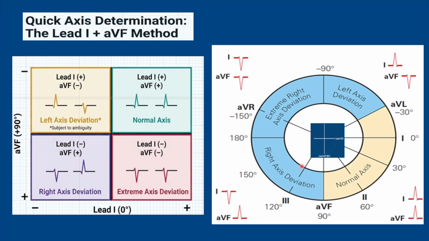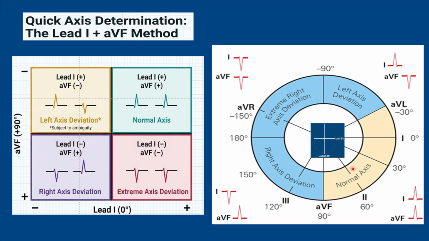Then look at the QRS in leads 1 and AVF. For example, if the QRS is positive in lead 1 and AVF, positive will go in this direction for lead 1, and then AVF at 90 degrees will go down like this, it is positive as well. So it is normal axis.